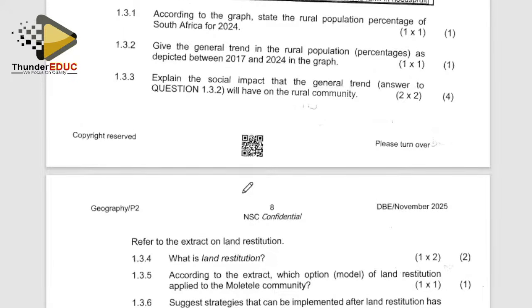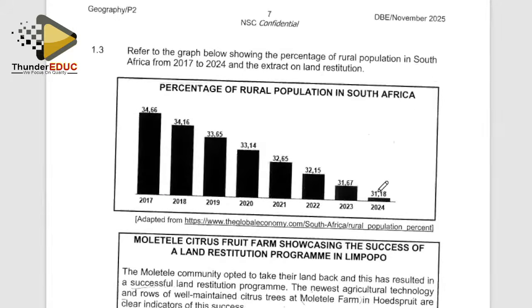According to the graph, state the rural population percentage of South Africa for 2024. We just have to go to the graph and look at 2024. We see our 2024 is here. So for 2024, we just want to figure out how much it was in that particular year. So you get your percentage there. All these figures are in percentages. So the rural population in South Africa is portrayed as 31.18 in 2024.